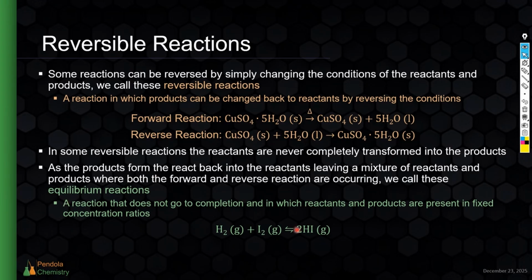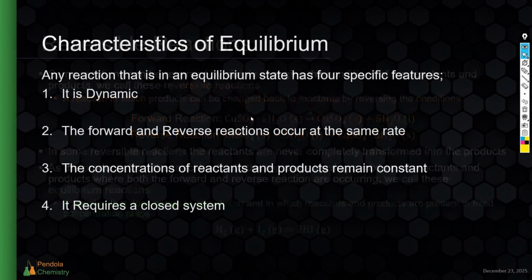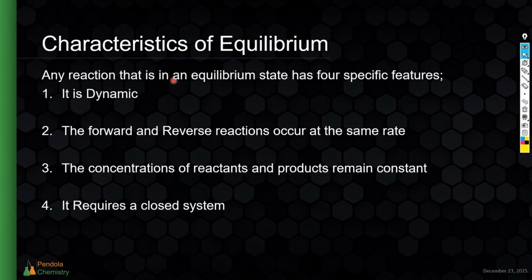Equilibrium reactions, once we let hydrogen and iodine react, that reaction will start making HI. Eventually, it will reach what we call the equilibrium state. So even though they have the same name, they're two slightly separate things. The equilibrium reaction is a reaction which can go in both directions, and it's a reaction which will eventually reach the equilibrium state. Now, what is the equilibrium state? The equilibrium state has four different characteristics.